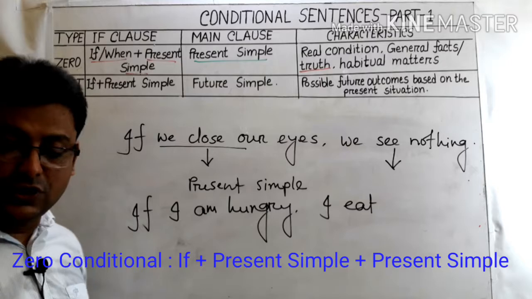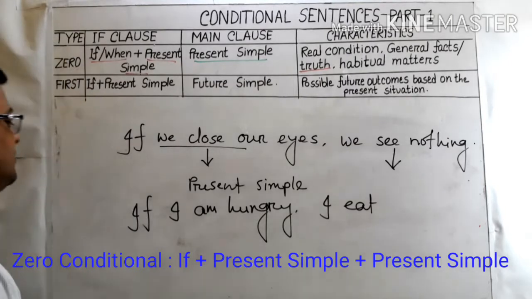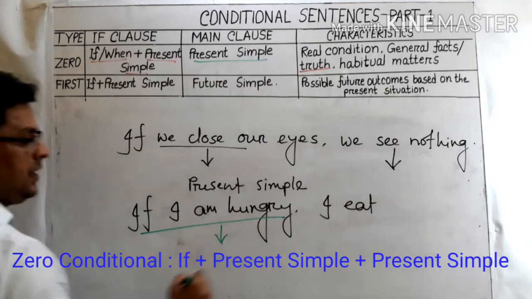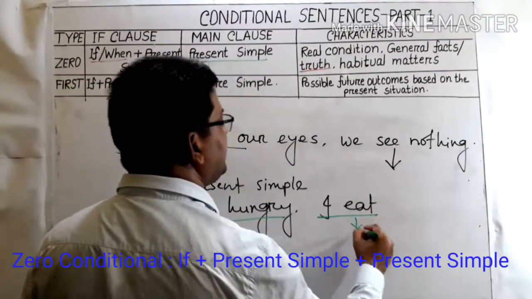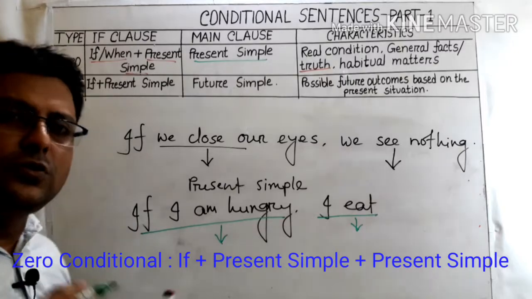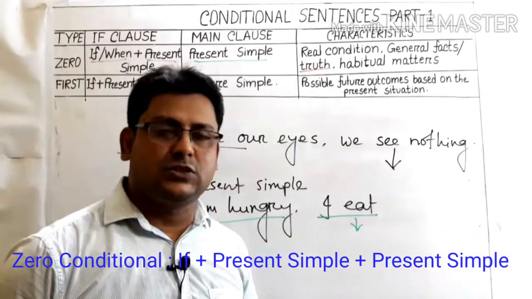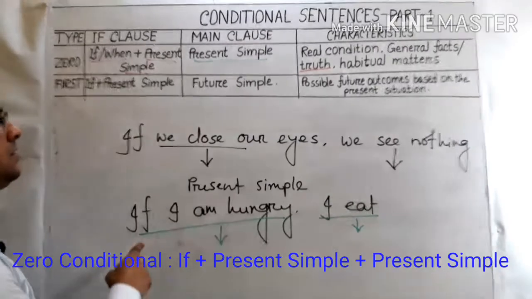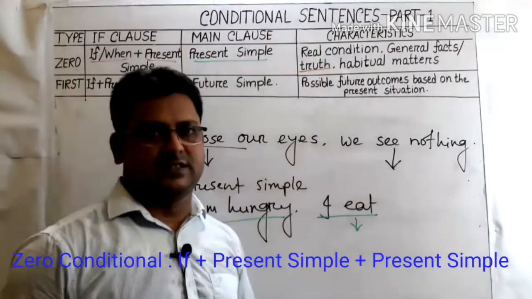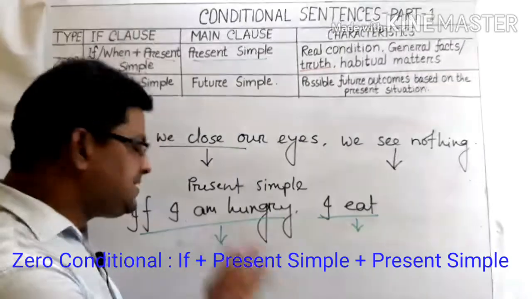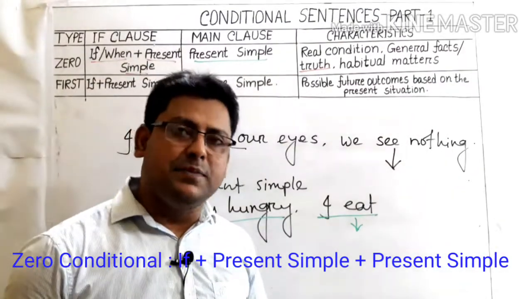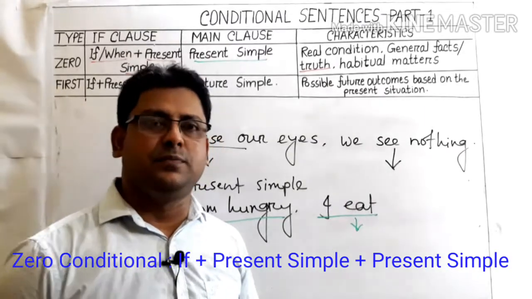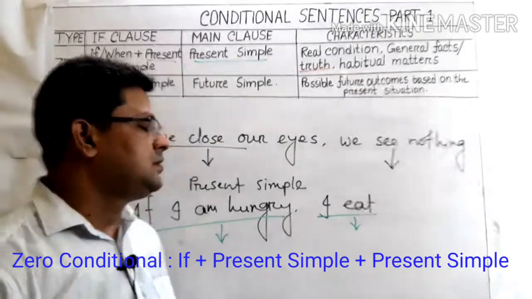This is also a zero conditional because the if clause contains present simple and the main clause also contains present simple. Both clauses contain present simple, that's why it is zero conditional. On the other hand, it is a habitual matter. As the sentence expresses a habitual matter and both clauses contain present simple, that's why we call it zero conditional.